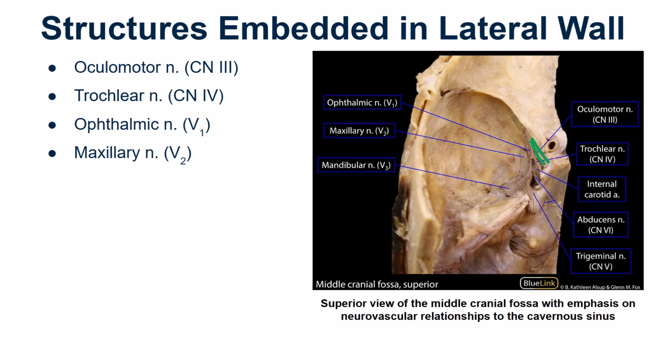Next is the trochlear nerve, which is a very small nerve located along there. Next, we have the ophthalmic division of the trigeminal nerve, aka V1. And then we have V2, which is the second division of the trigeminal nerve, or the maxillary nerve, which is also embedded within the wall. Note, V3 is not embedded within that wall.